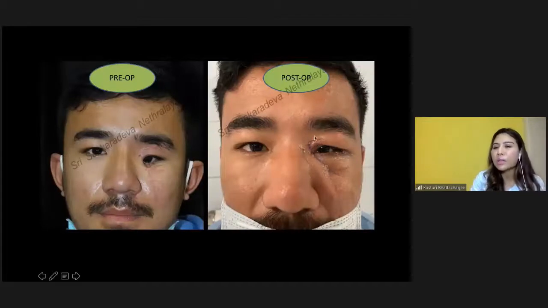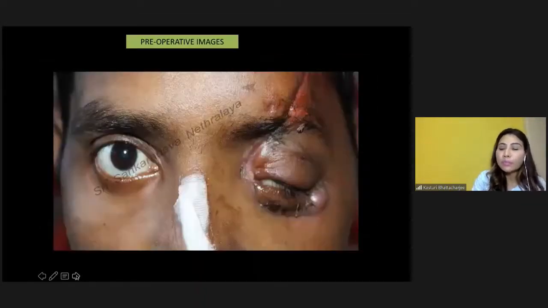This is one of a very recently done surgery, and you can see the post-operative very adequate correction. We could give him a very good volume. He might require more surgery later, but this is done very recently. You can see we could give him an adequate amount of volume, and also the dystopia has been corrected. This is another interesting case I want to show you.